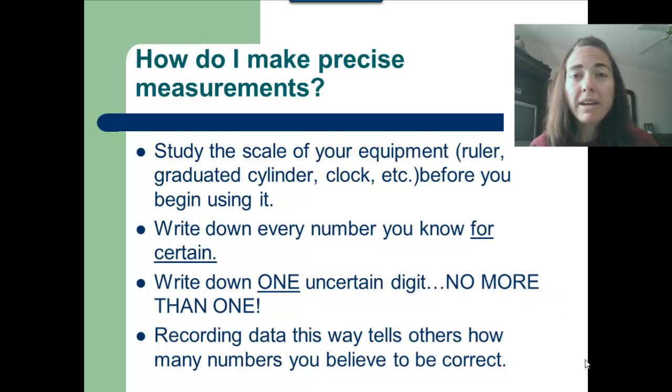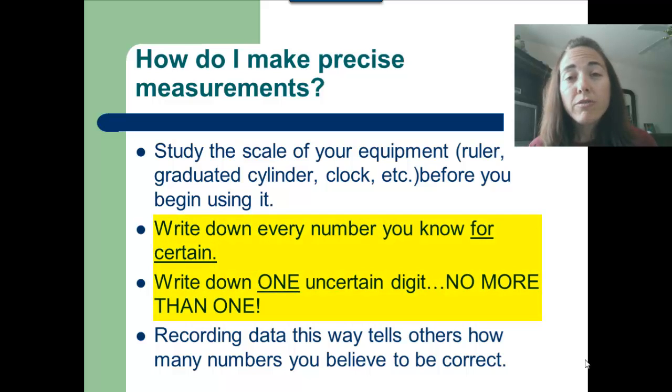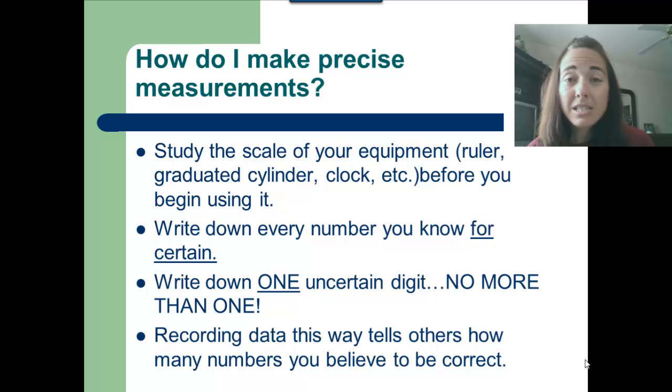Alright, so let's talk about how to deal with this in lab. When you go into lab, you need to study your equipment before you start. Different types of glassware have different scales on them, and different types of balances have different capabilities. Some can read to the tenths place, the hundredths, the thousandths. You have to decide that before you start using the equipment. Now the rule is going to be this. Write down every number from an instrument that you know for certain plus 1 uncertain digit, and that's when you stop. By using this system, it lets other people know how many decimal places you think are correct when you've made your measurements.